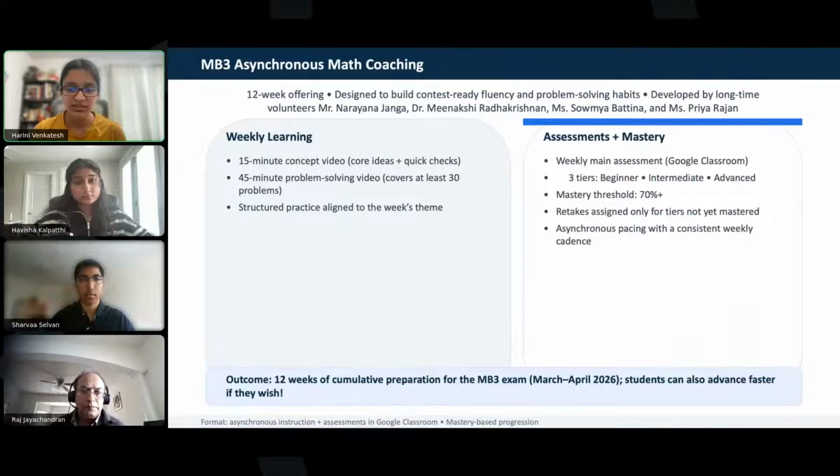Since this is asynchronous, it is technically a 12-week curriculum. It's 12 weeks of cumulative preparation for the MB3 exam, which is March to April 2026. But students can advance as fast or as slow as they wish. If you're picking up the concepts really quickly, you can go faster. If a certain concept is giving you trouble, you can go faster on other concepts but slower on that one, or you can just take it week by week at your own pace.